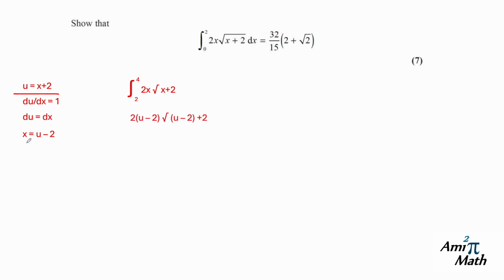And then we can obviously put our x back into this equation, which is 2 bracket u minus 2 root u minus 2 plus 2. And this cancels out, this minus 2 and 2, so you just get root u. And then we can rewrite this as 2u minus 4 times square root of u. And then we can put this back into this equation here. And we can rewrite root u as u to the power of half. And then we can just expand this out.